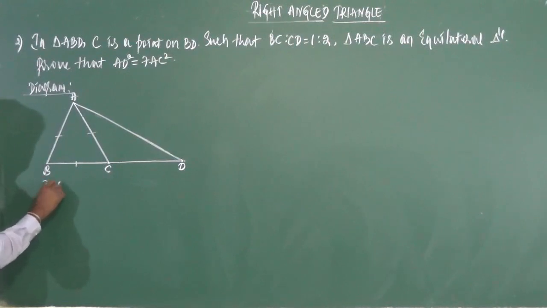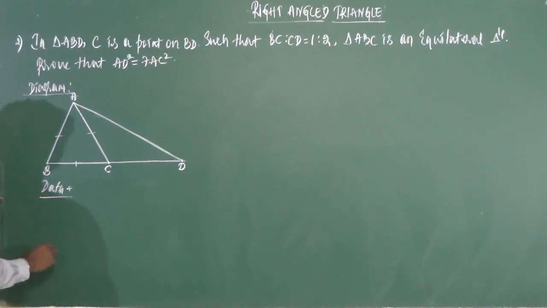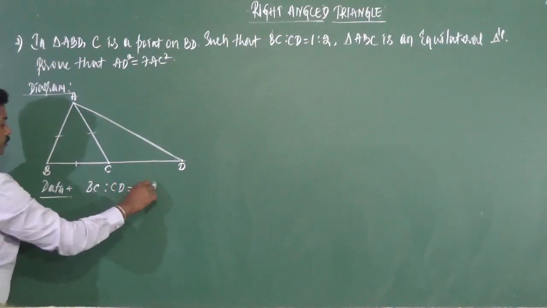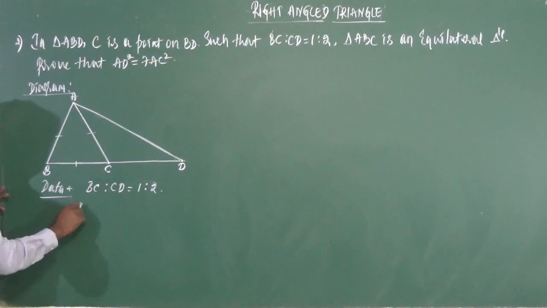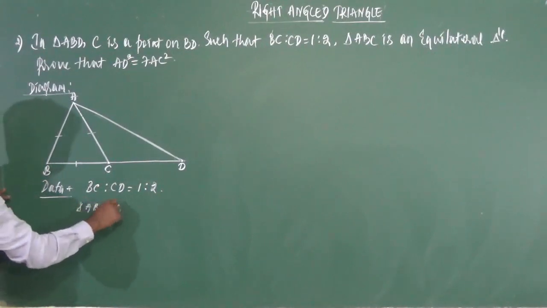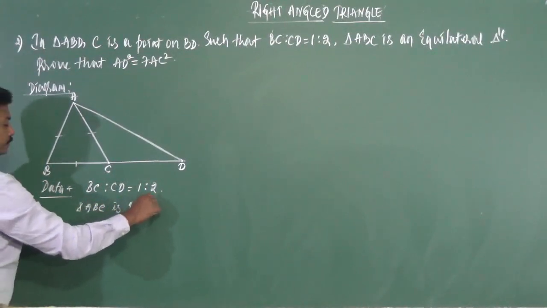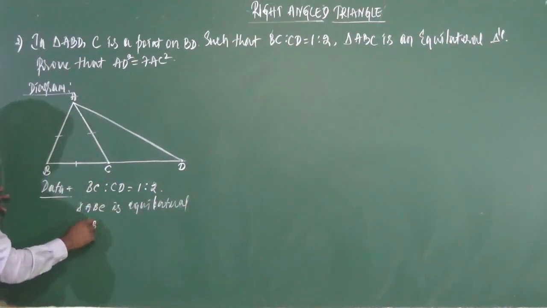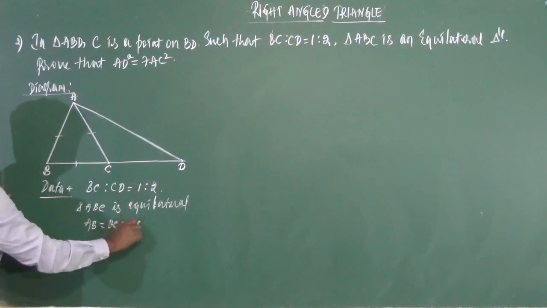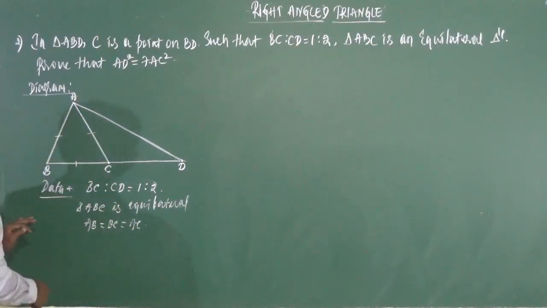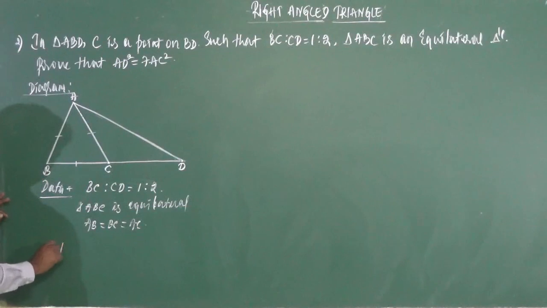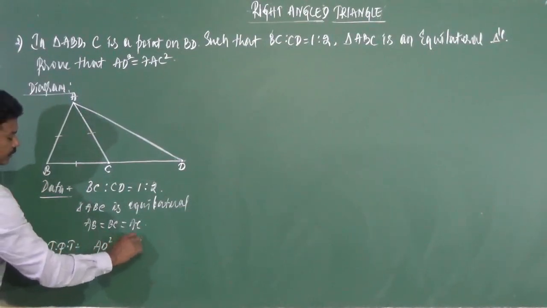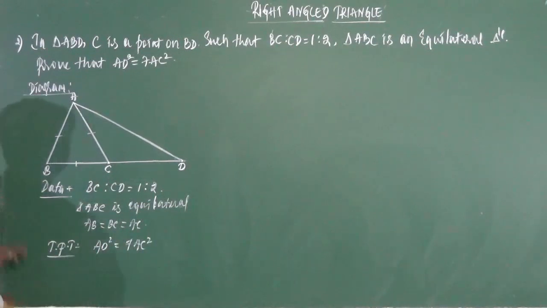So according to data, BC is to CD is equal to 1:2, it is given. So triangle ABC is equilateral, that is AB is equal to BC is equal to AC. All 3 sides are equal, and we have to prove that AD square is equal to 7 AC square. So it is very important.